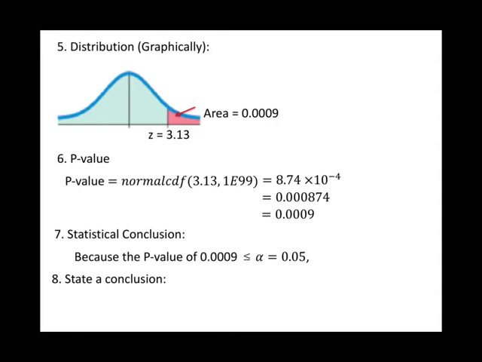That will be less than or equal to, right? Less than or equal to the alpha. So when it's less than or equal to, you're going to reject the null hypothesis.